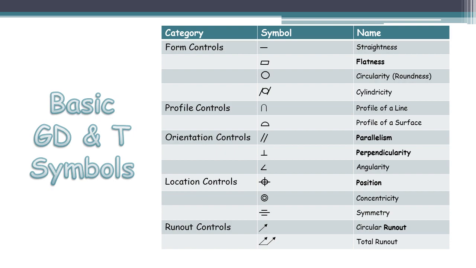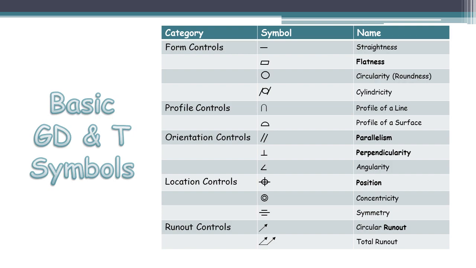Next is orientation control. Here the feature always relates to a reference. Parallelism, perpendicularity and angularity. Parallelism stays parallel to the datum surface or axis. Perpendicularity takes the reference of 90 degrees to a datum. Angularity is a specific angle with reference to the datum. You have noted all these three take reference of the datum, that is orientation control symbols.